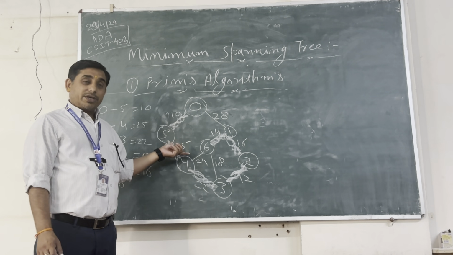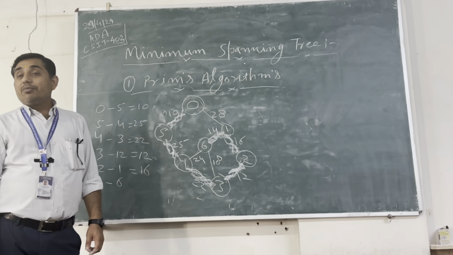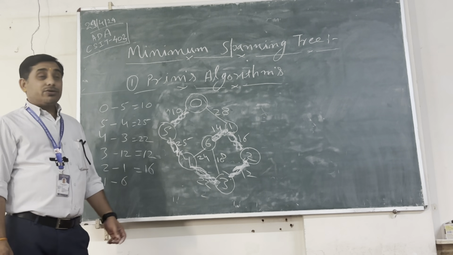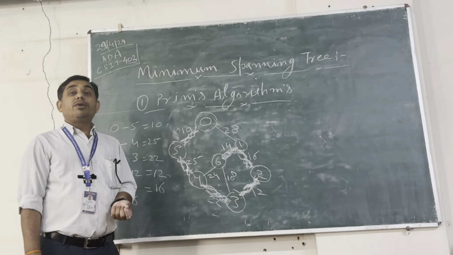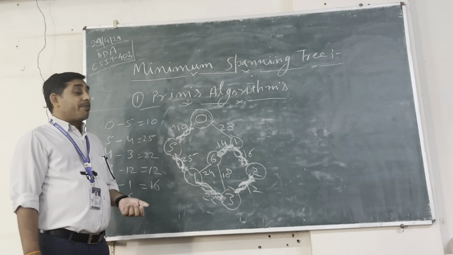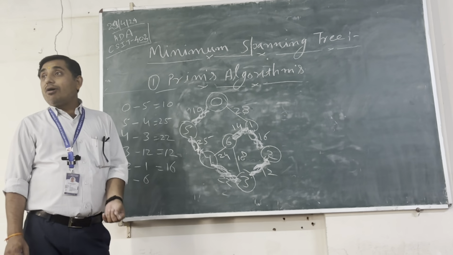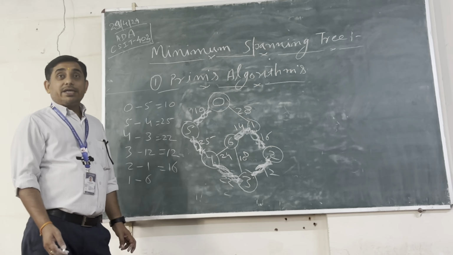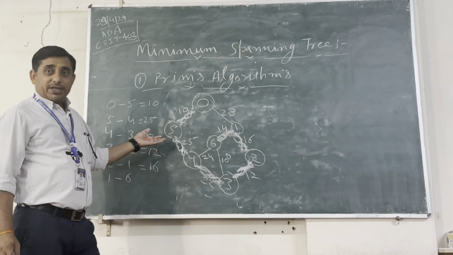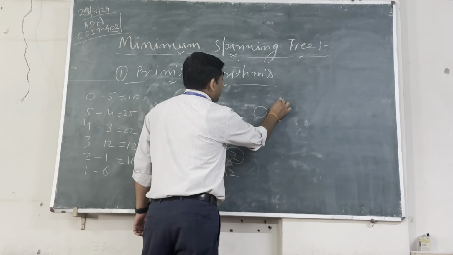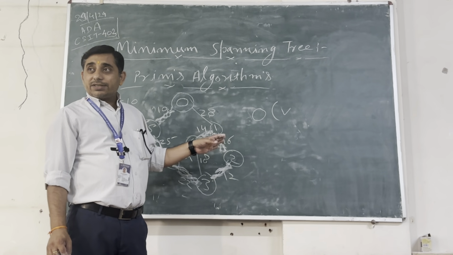So you just calculate and check it. So this is the Prim's algorithm, through which we can compute the minimum spanning tree. And what will be the complexity of this minimum spanning tree? So how many vertices are there? V vertices, or you can say N vertices.